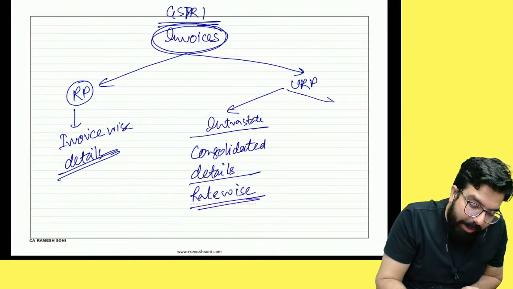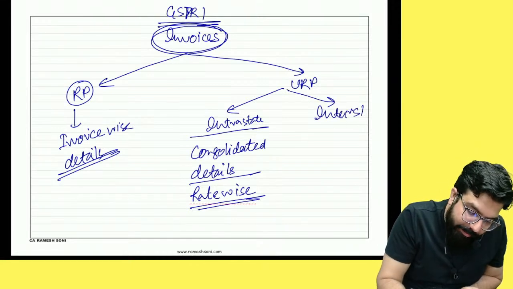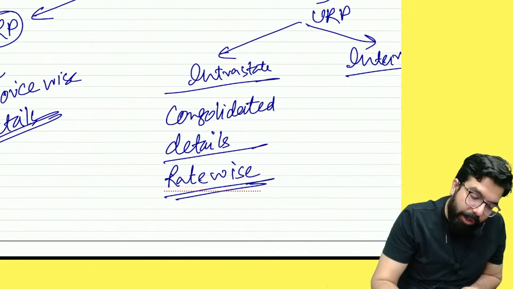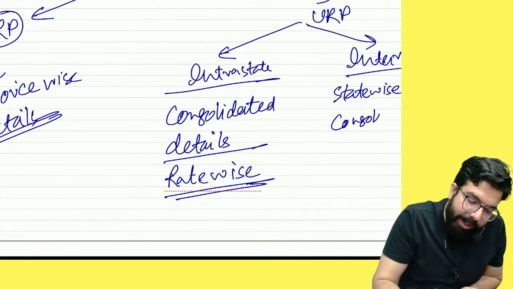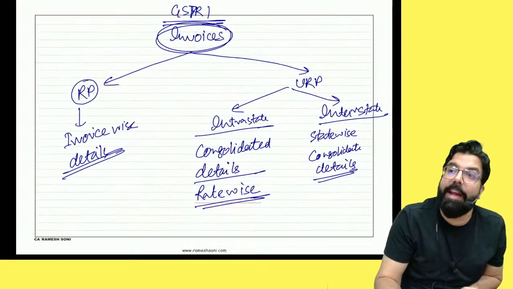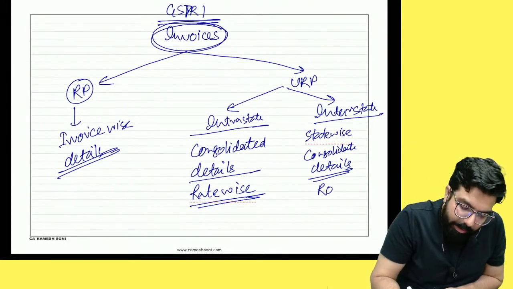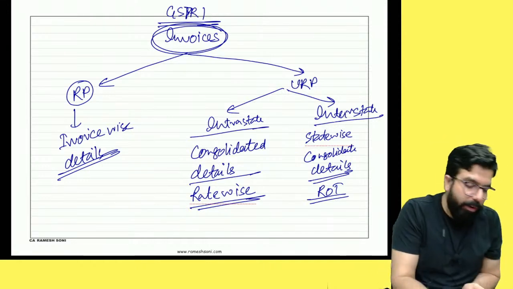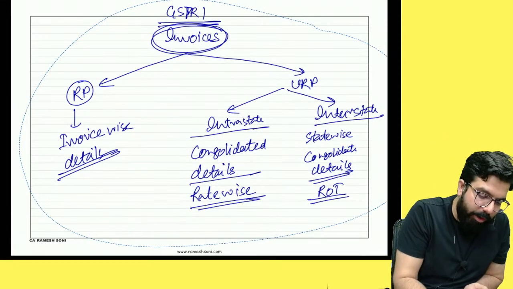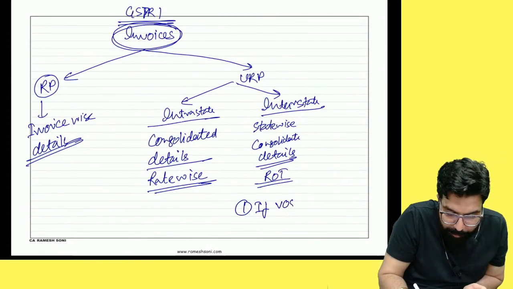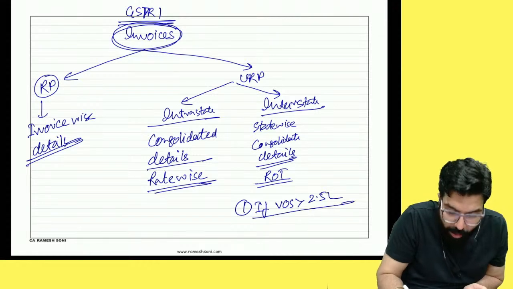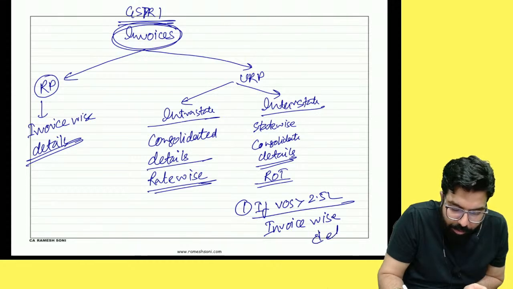Are we clear? But if it is interstate, remember, you can give state-wise consolidated details. Are we clear, everyone? State-wise, I have to go ahead and give for each rate of tax. One point I want to tell you. Can you guys tell me what point I am going to tell now? But if the value of supply is more than 2.5 lakh, for that invoice wise detail has to be given.